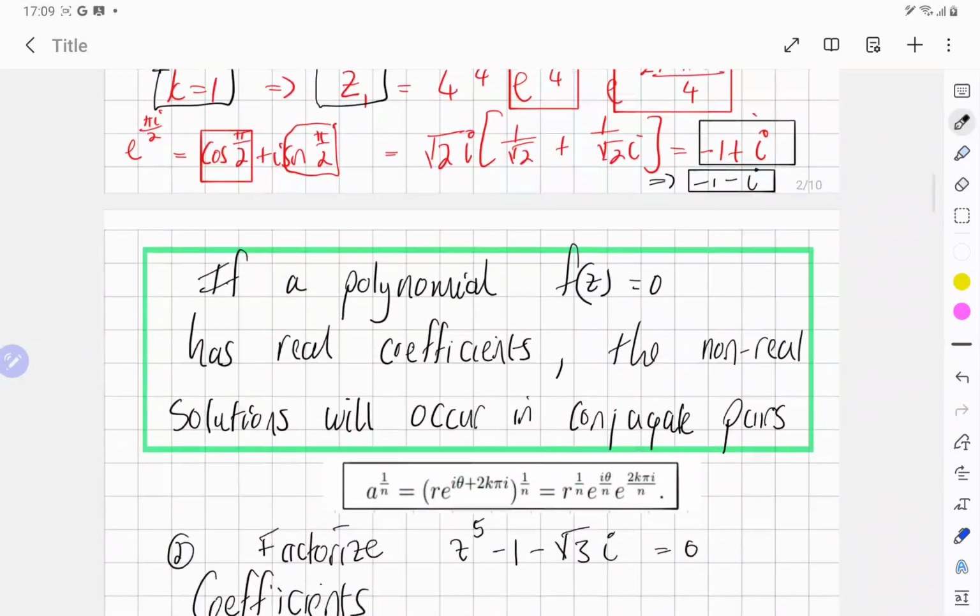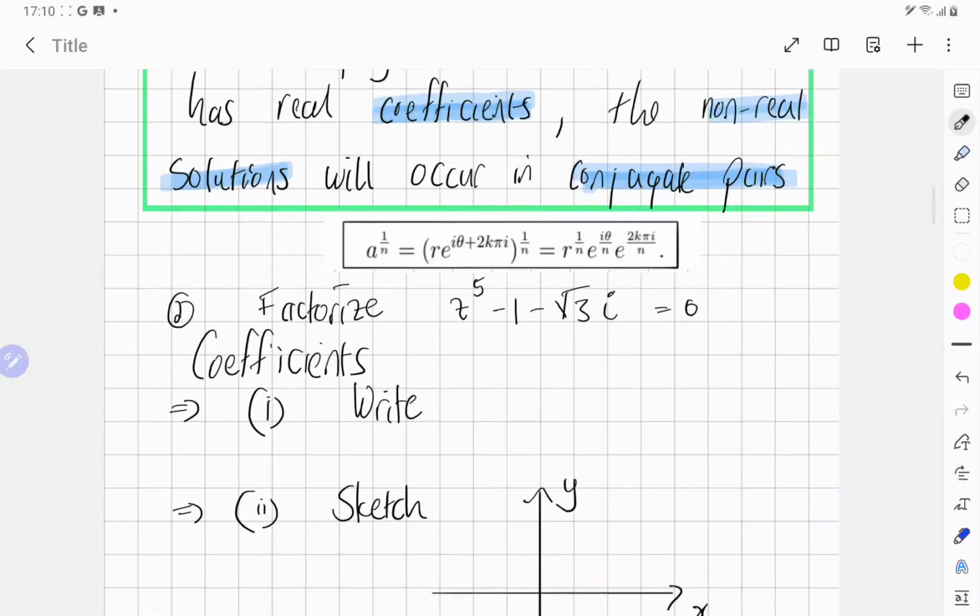So just to recap, if a polynomial has real coefficients, just remember that a constant is also a coefficient. The non-real solutions, if any, will occur in conjugate pairs. Obviously, a real solution can't have a conjugate. Okay, there's our formula again that you're going to study well.